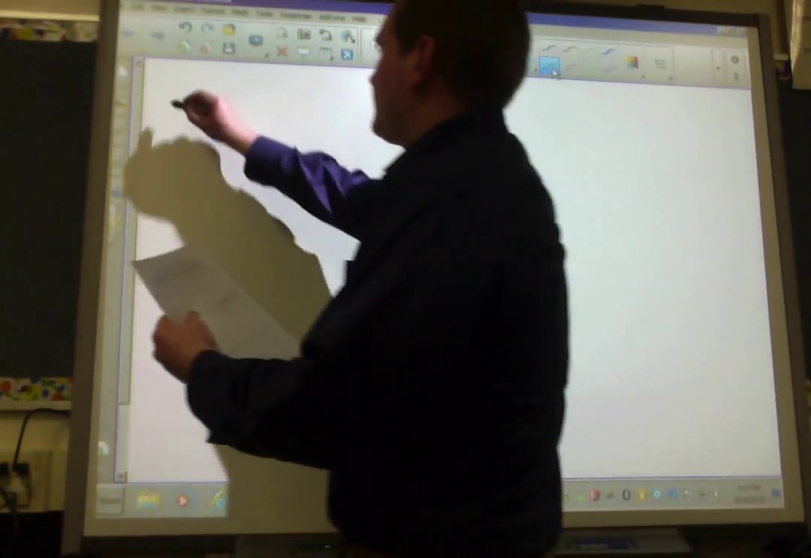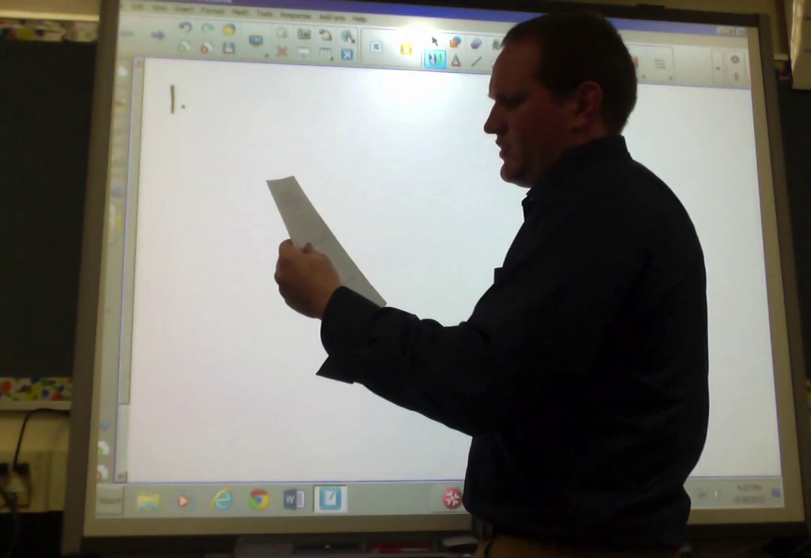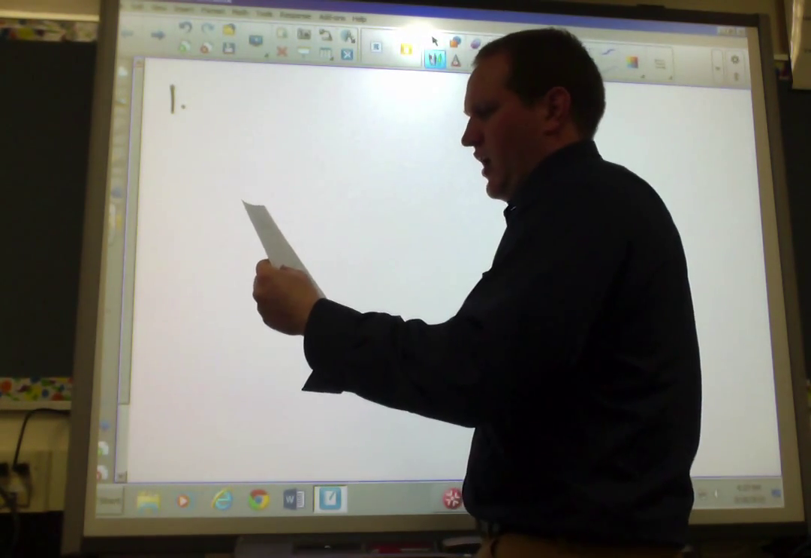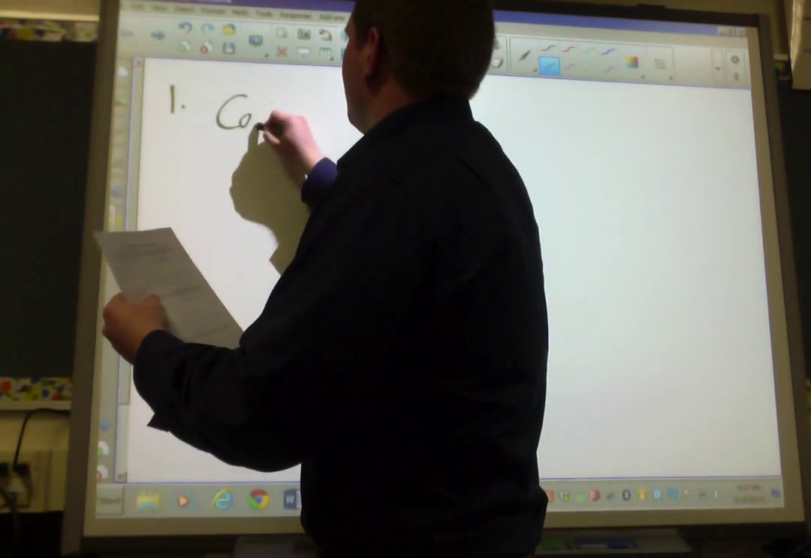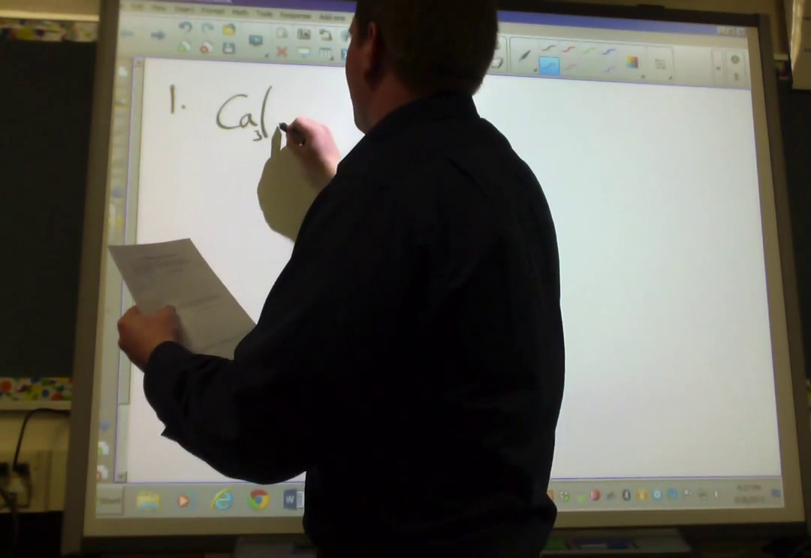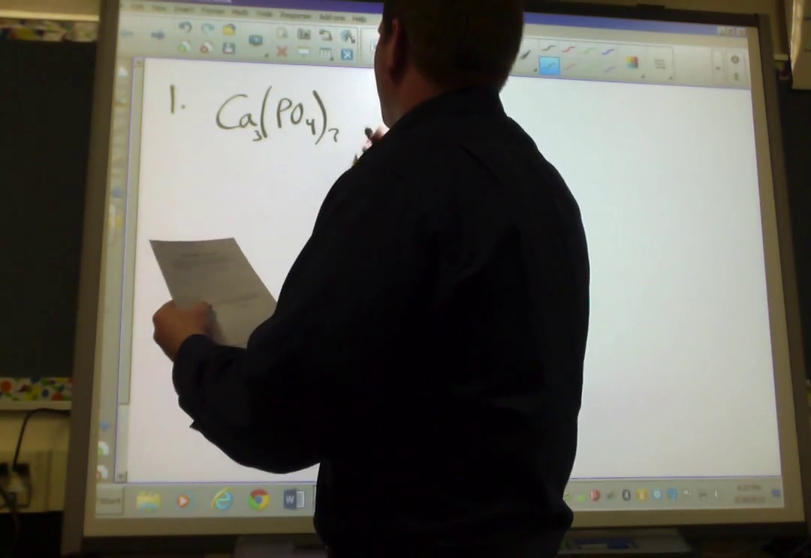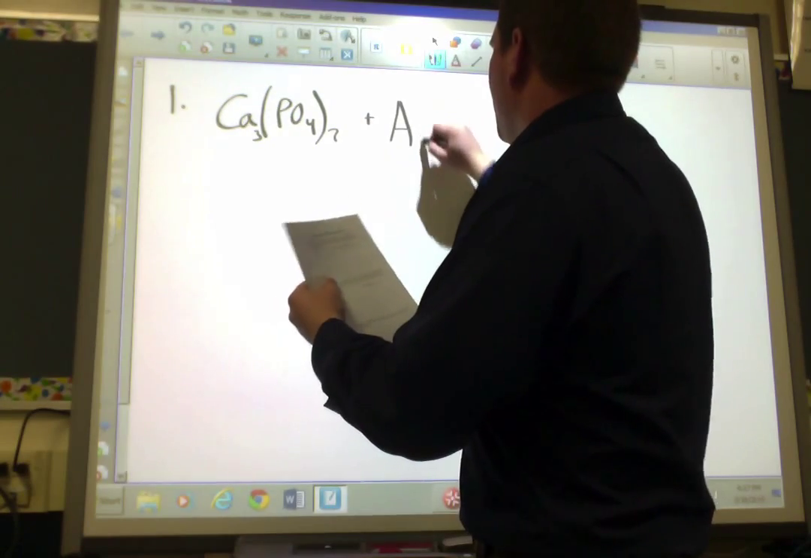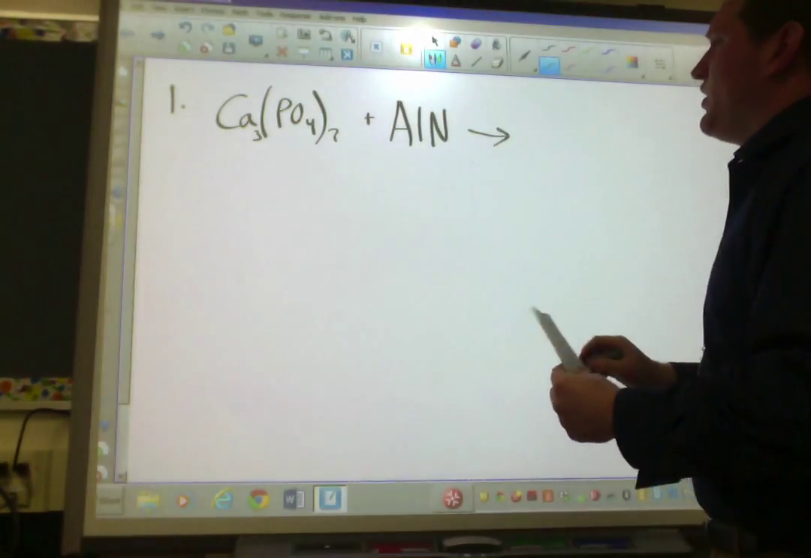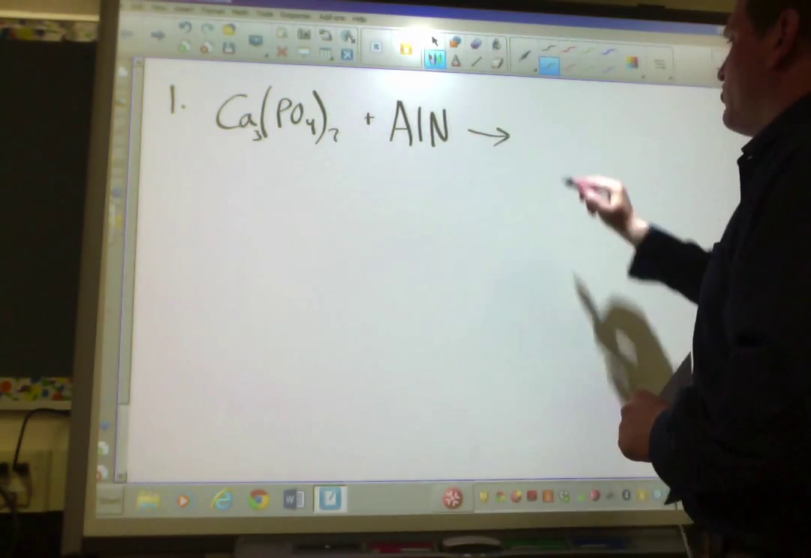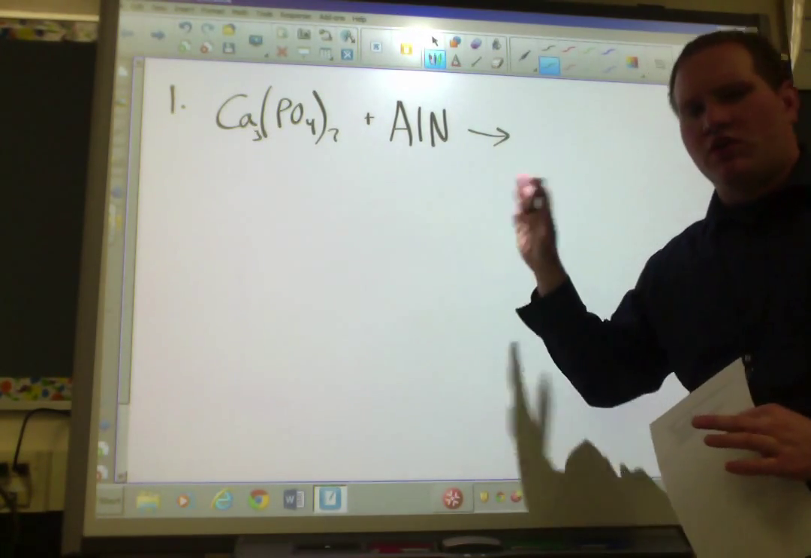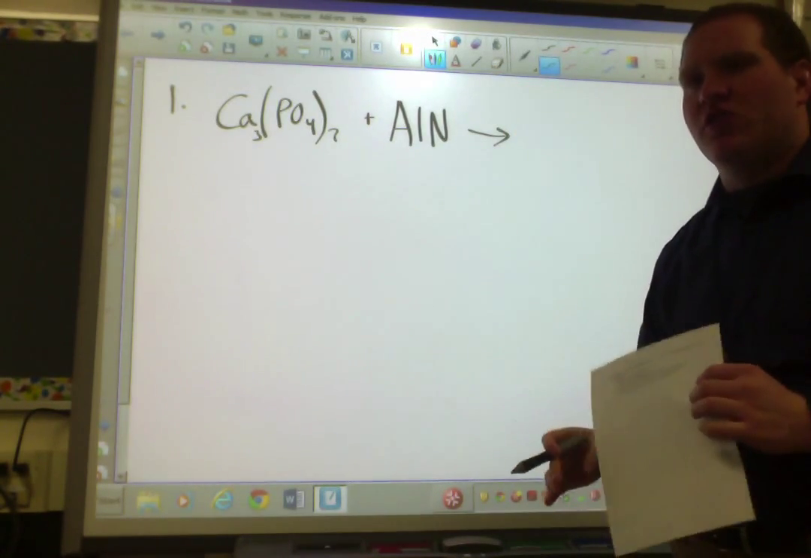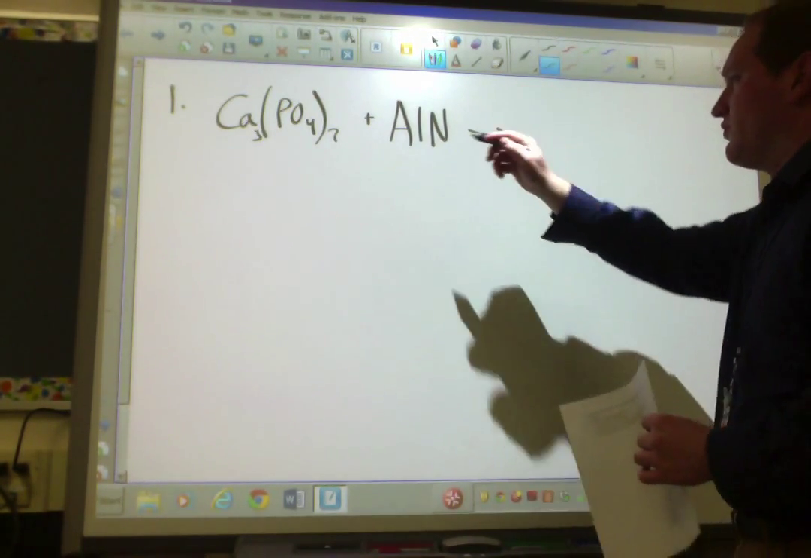Alright, number one. So we're producing 7.2 moles of calcium nitride from the reaction of calcium phosphate and aluminum nitride. So calcium phosphate is going to be Ca3(PO4)2, and this is going to react with aluminum nitride, AlN. And let's see, calcium is going to react with nitrogen. By the way, for this quiz, we're assuming it all goes through. I just kind of made these up. I didn't look at a solubility chart, so again, for this test, we're assuming they all go through.